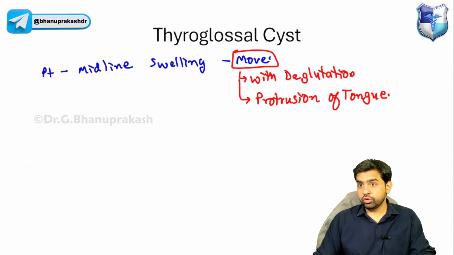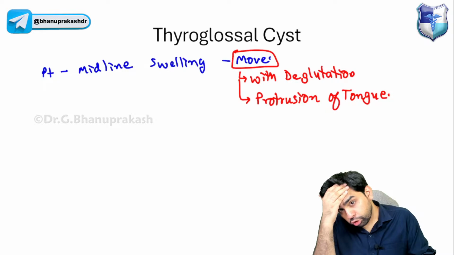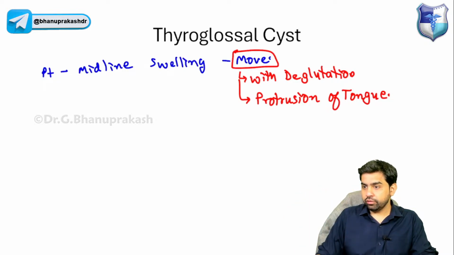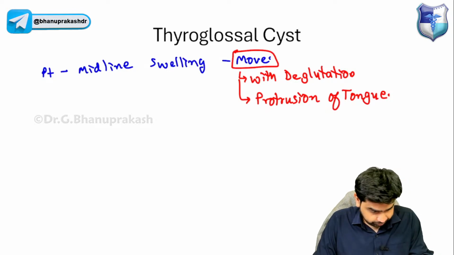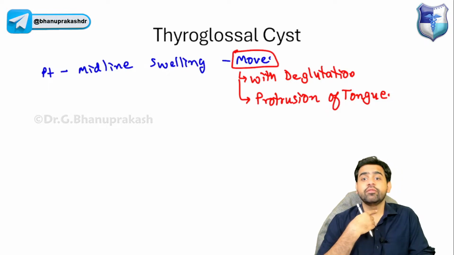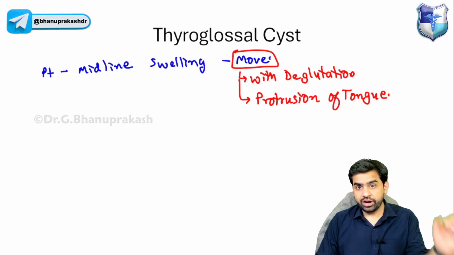Okay. So we were talking about this particular topic of thyroglossal cyst, and we are going to continue that. What I'll do is quickly revise this for you guys, and we'll continue from where we left. So what did I tell you about thyroglossal cyst? This basically presents as a midline swelling, which is moving with deglutition and the protrusion of the tongue.